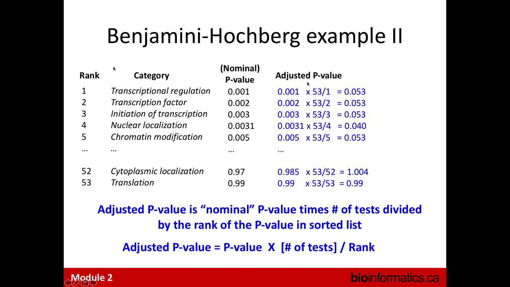Here, it's important to understand that the more gene sets we test, the more pessimistic the adjusted p-values are going to be. So yes, we need to correct for multiple hypothesis testing, but by increasing the number of gene sets here, we inflate our adjusted p-value.